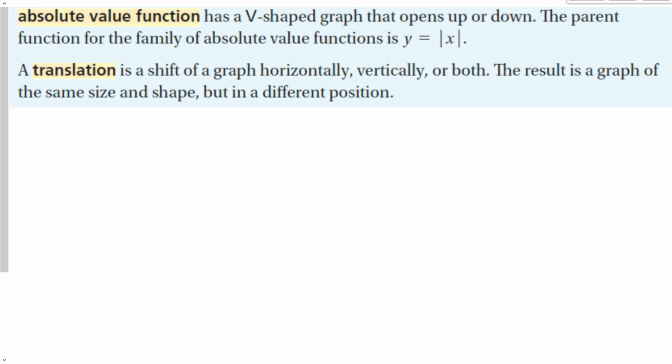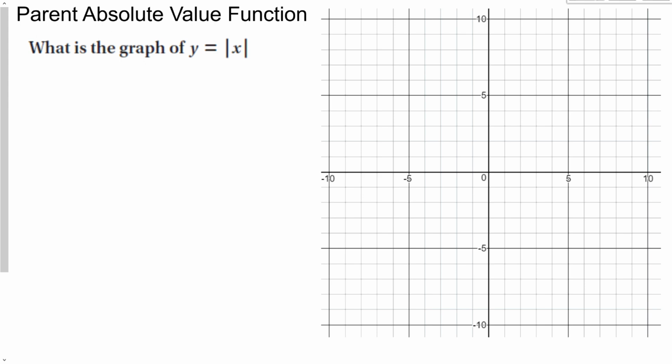The parent function for the family of absolute value functions is y is equal to the absolute value of x. A translation is a shift of the graph horizontally, vertically, or both. The result is a graph of the same size and shape but in a different position. So let's start this by looking at the parent absolute value function and what it actually looks like.